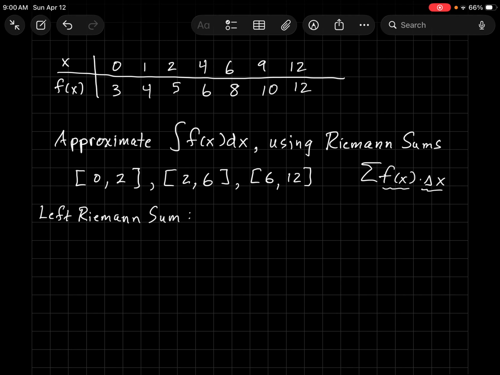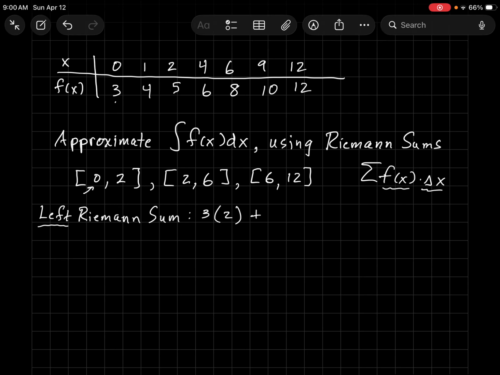So what is the height of my first rectangle if we're doing a left Riemann sum? Well, the left Riemann sum says we're going to look at the left x on the interval to find the y value. So it's going to be 3. Now 3 times what? Not times x, but times delta x. Be careful there. That's the area of my first rectangle.